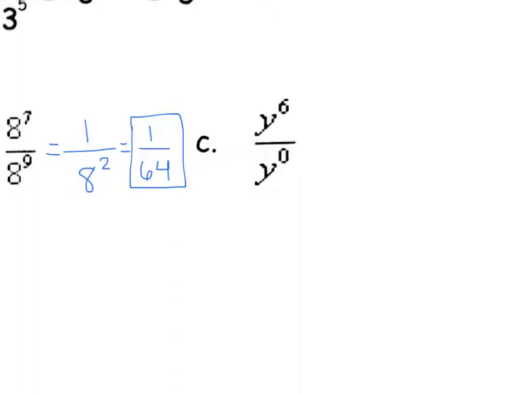Moving on here, again, division, subtract your exponents, but subtract to the bigger side. Since the y is bigger on top, the y is going to go on top. 6 minus 0 is 6. Don't need a bottom. If you would like to, you can put a fraction and put a 1 on the bottom, but that doesn't change the answer at all. Okay.